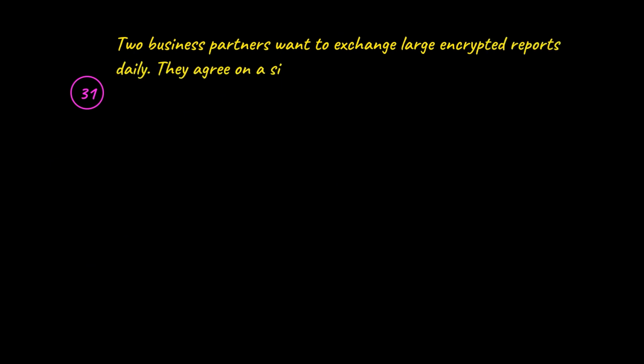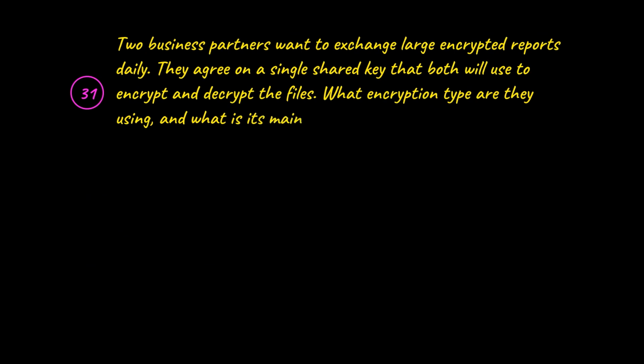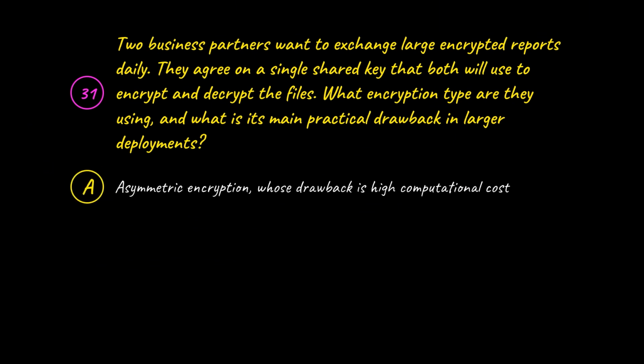Question 31. Two business partners want to exchange large encrypted reports daily. They agree on a single shared key that both will use to encrypt and decrypt the files. What encryption type are they using, and what is its main practical drawback in larger deployments? Your options are A. Asymmetric encryption, whose drawback is high computational cost.